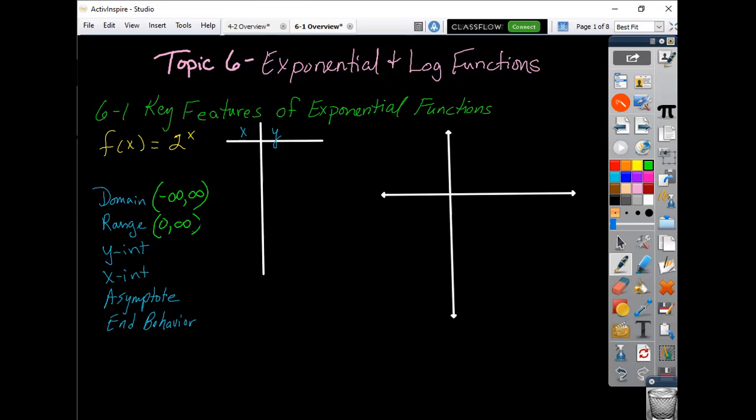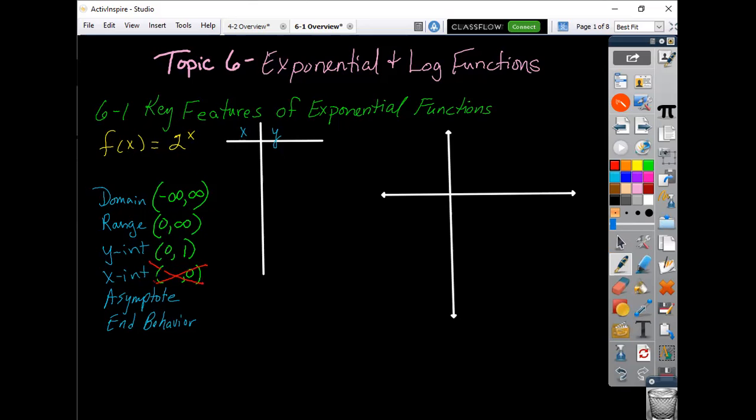My y-intercept, remember that's when x equals 0. So if x is 0 here, when you put a 0 up here, 2 to any 0, any number to 0 is 1. We've talked about that before. My x-intercept, that means when y equals 0, remember we just said there is no way to make this thing equal 0. So unless you do a transformation on this graph to shift it down or something, there is no way to get an x-intercept on that graph.